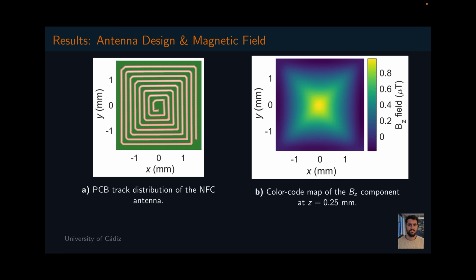When this antenna is energized, it produces the magnetic field map displayed on the right in Figure 1b. Here, it is worth noting that the bright yellow region, the maximum value of B sub z, occurs exactly at our desired target location in the center.